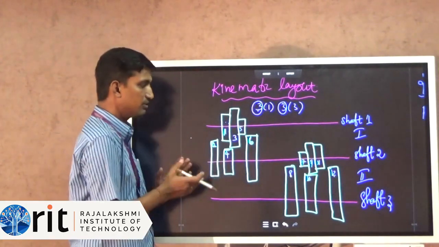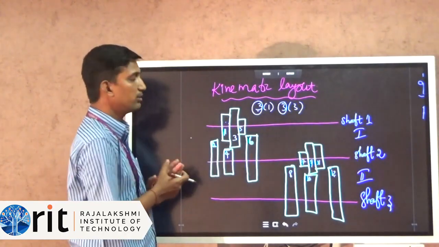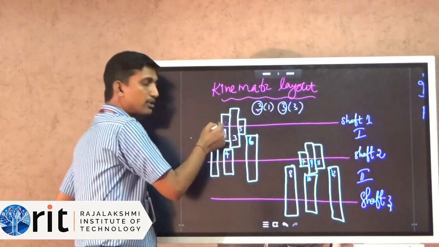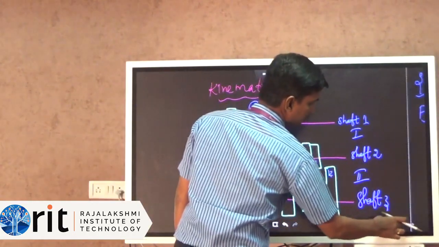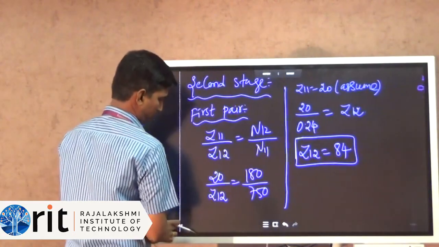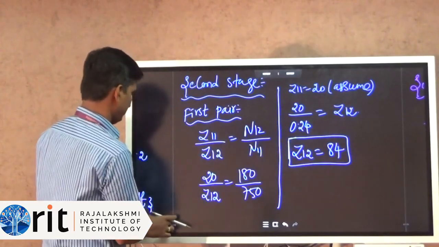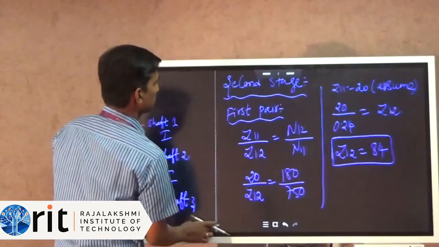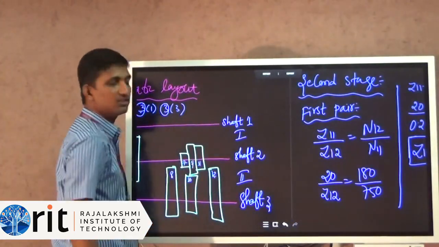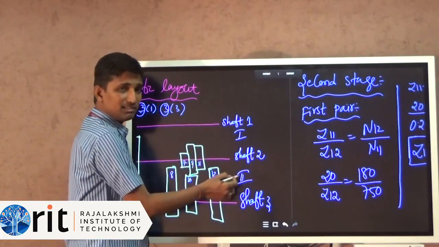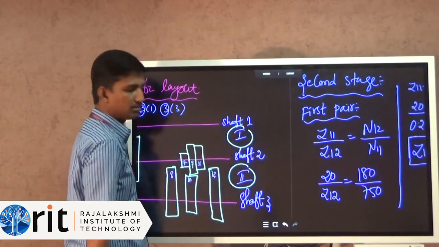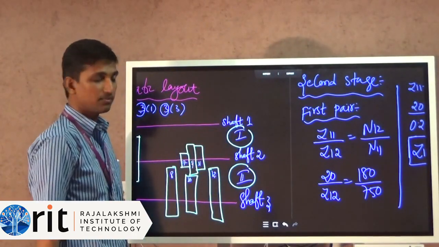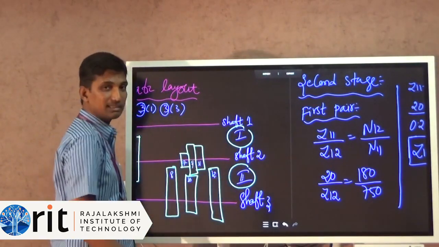After finishing this kinematic layout, now I am going to find out the number of teeth in this particular gear. You can easily see that this is the second stage and this is the first stage. Now for the calculation purpose, first I am going to take the second stage.